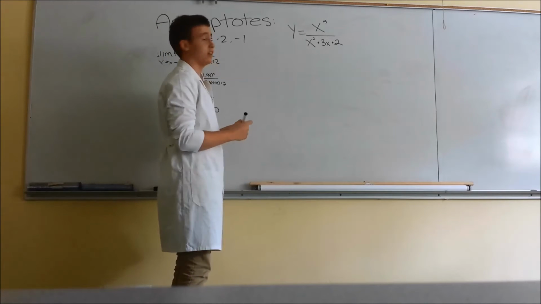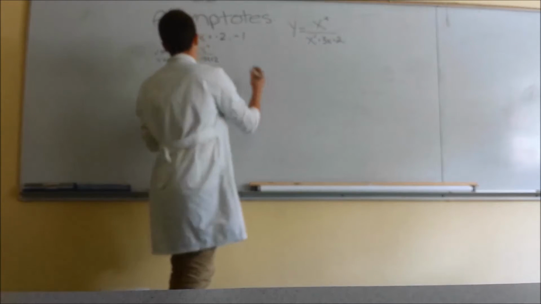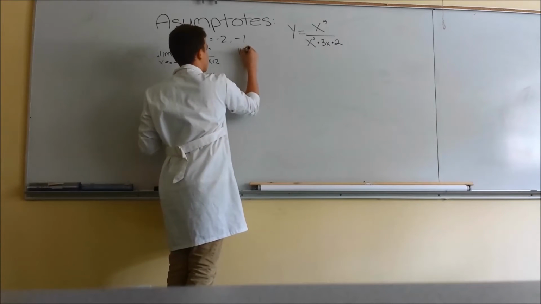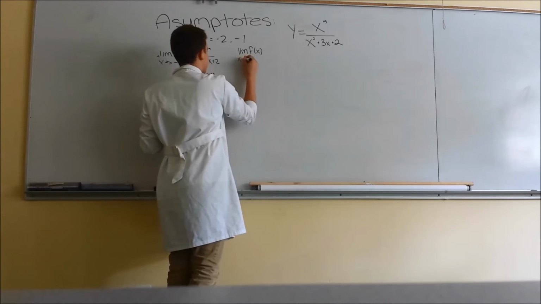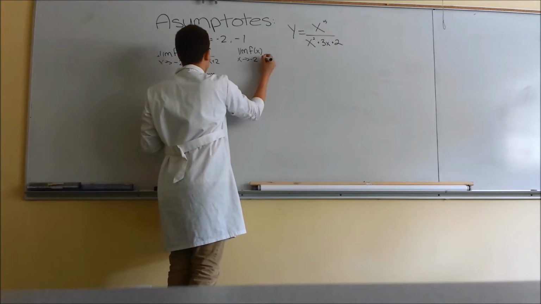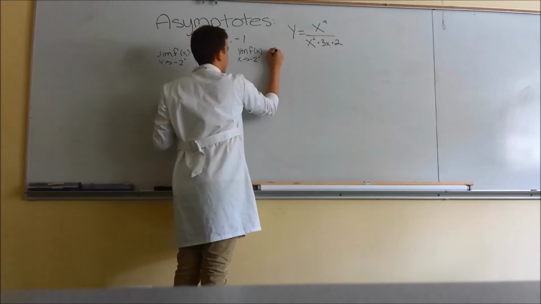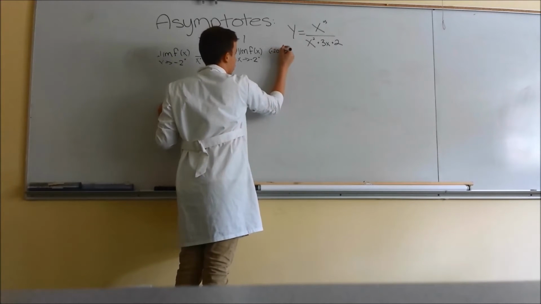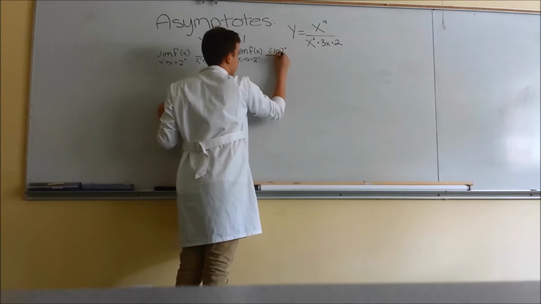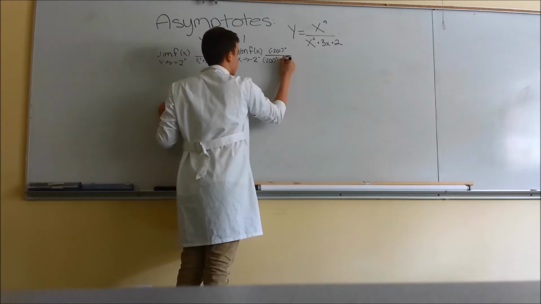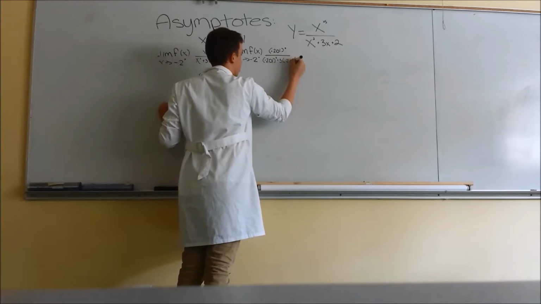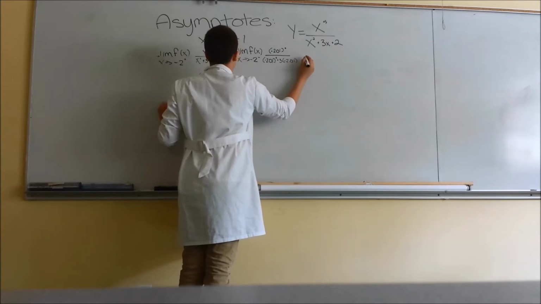So now we have to take the limit at -2 from the other side. So we go limit of f of x, our function, as x approaches -2 from the left side, and we plug in -2.01 to the power of 5 over -2.01 squared plus 3 times -2.01 plus 2.